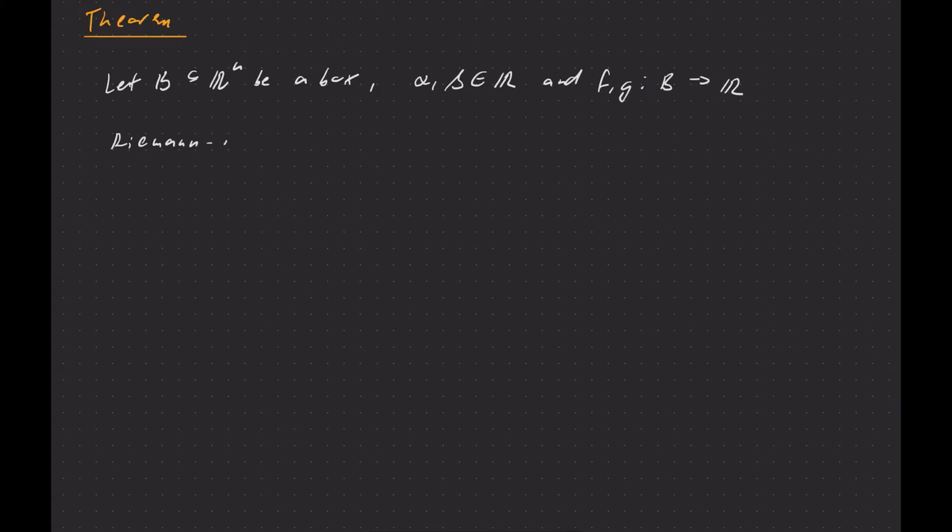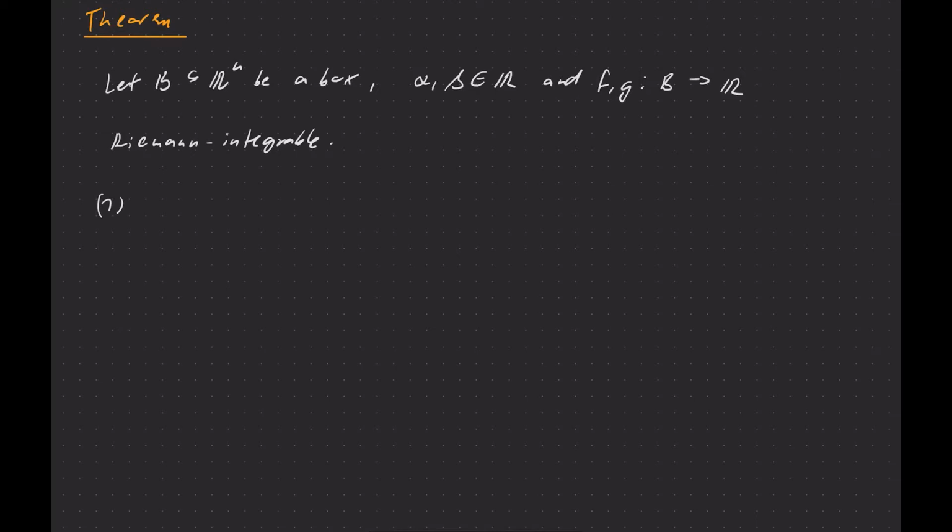So the setting here is as usual. We'll take a box. So let B subset of R to the n be a box. We'll take two parameters, alpha and beta, real numbers. And we'll take two functions, f and g, defined on that box, that are Riemann integrable. Then the following properties hold.